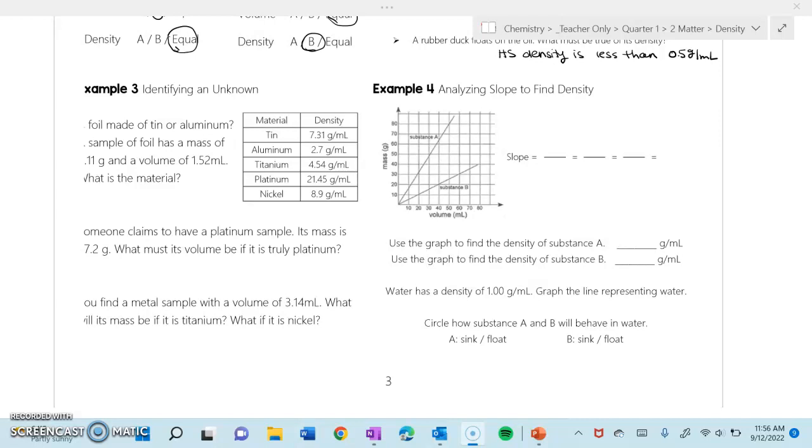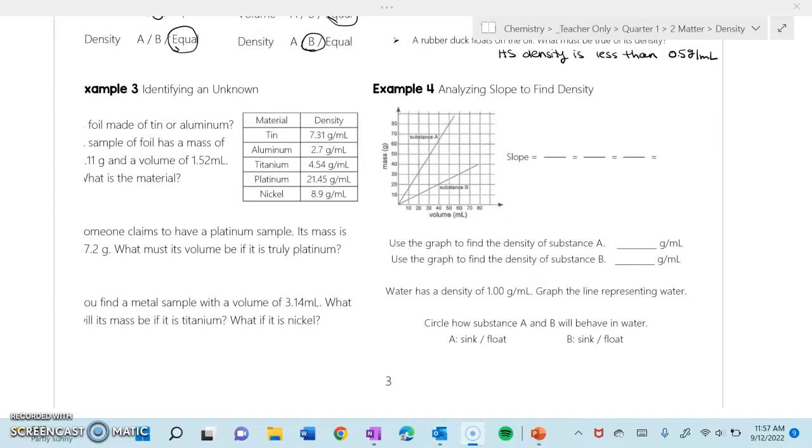So example 3 has identifying an unknown. This is another application of density. Because it is what we call an intensive property, it is part of the identity of a sample, or sometimes I refer to it as the personality of the sample. For example, we know that water's personality, if you will, is clear. It doesn't have a smell. It is not toxic. These are properties that are intensive, part of water's character.